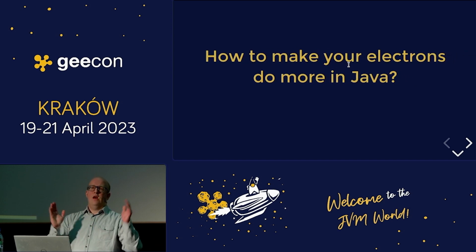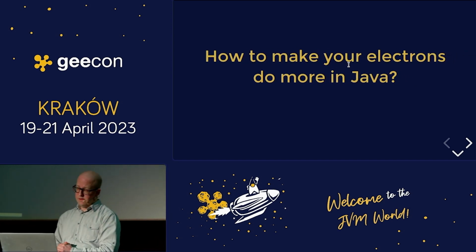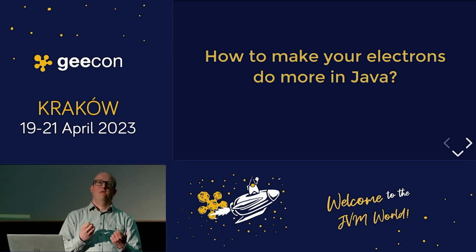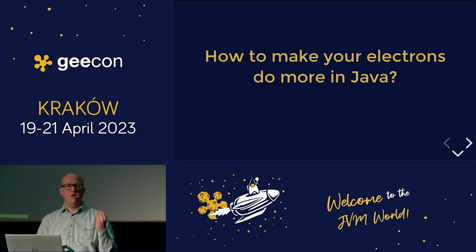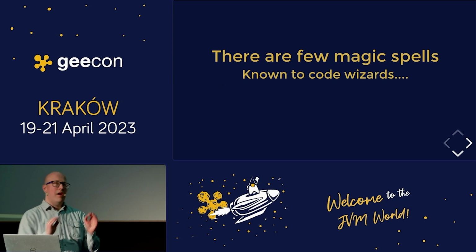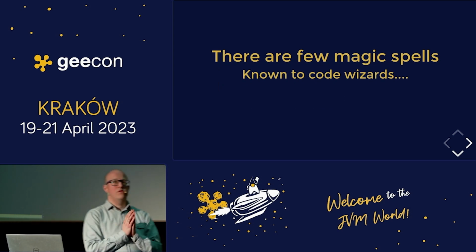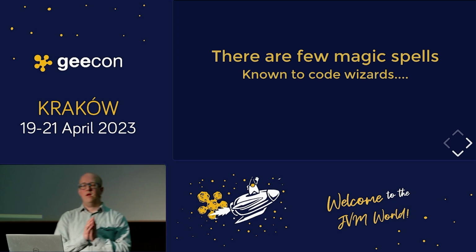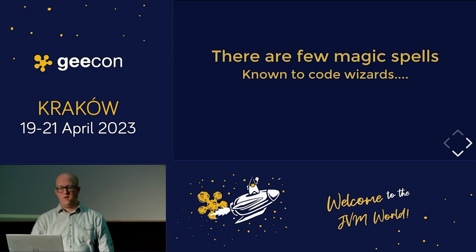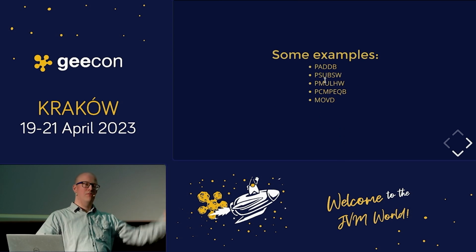So, how to make your electrons do more in Java? How to squeeze the most from our machines using Java as our primary language? There are a few magic spells when it comes to computer programming that allow you to run things faster on your machines. Those spells are known to the code wizards, like, for example, Jarek.